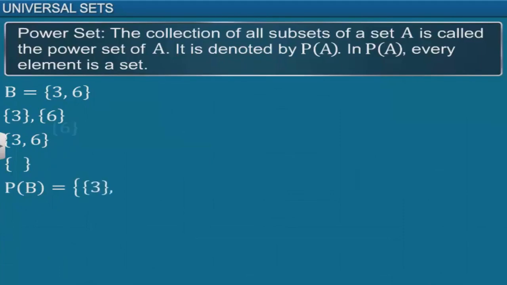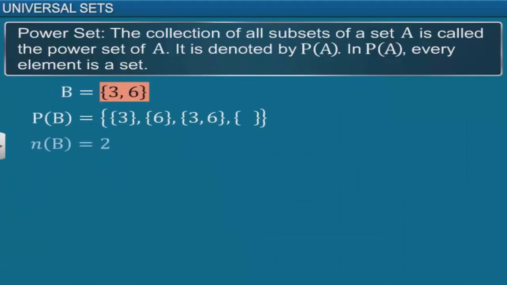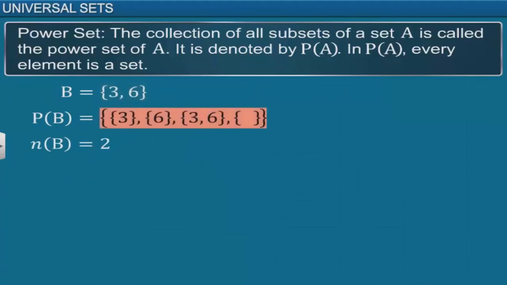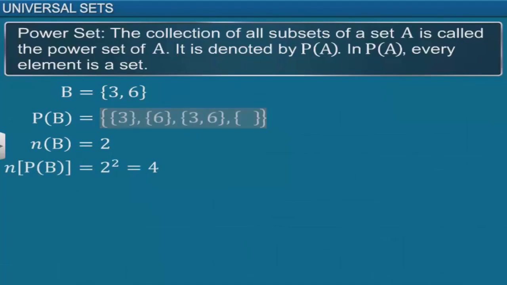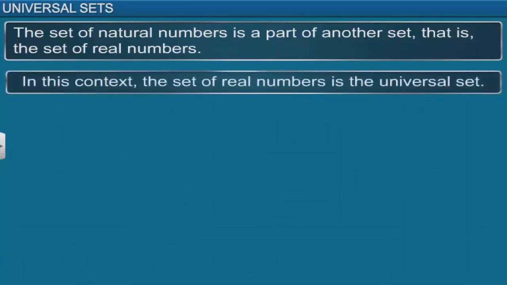The number of elements in set B is 2. The number of elements in the power set of B is equal to 2 square, that is 4. In some situations, we may have to identify sets based on the context. Consider a set of natural numbers. This set is a part of another set, that is, the set of real numbers. In this context, the set of real numbers is the universal set. Similarly, for the set of integers, the universal set is the set of real numbers.